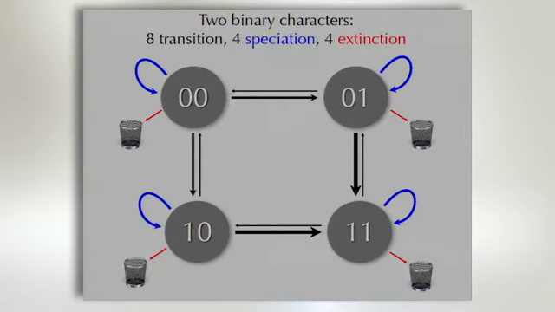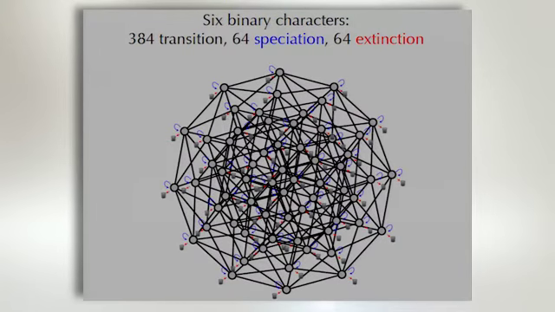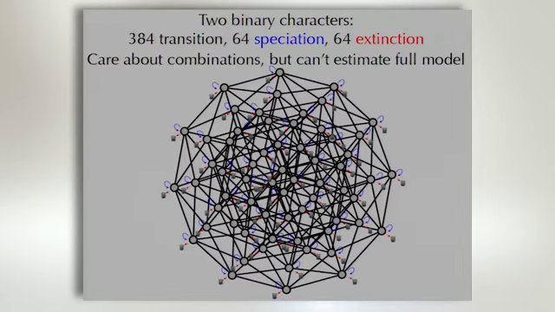But of course, we're not interested in 2 characters. We're interested in many, many characters, or at least in our data set, we were interested in 6. And so we have now 384 transition, 64 speciation, and 64 extinction rates to calculate. And as enthusiastic as we are about character correlations, we can't estimate the full model.